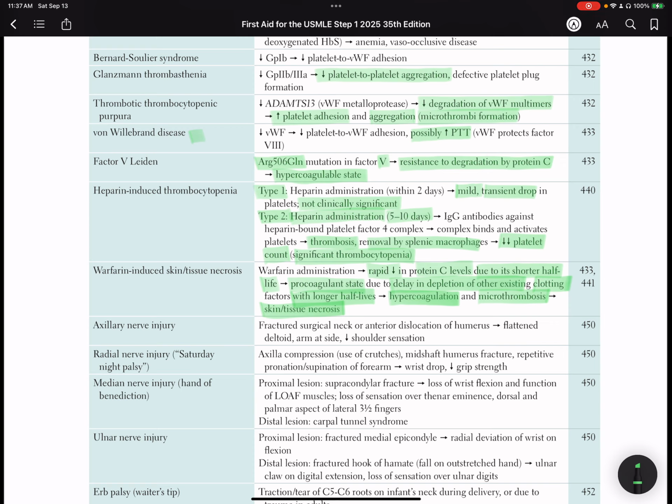Skin tissue necrosis is the main reason behind warfarin-induced skin changes. Warfarin administration leads to a rapid decrease in protein C levels due to the shorter half-life of protein C. This leads to a procoagulant state due to delay in depletion of other existing clotting factors with longer half-lives, causing hypercoagulation and microthrombosis, and skin tissue necrosis.